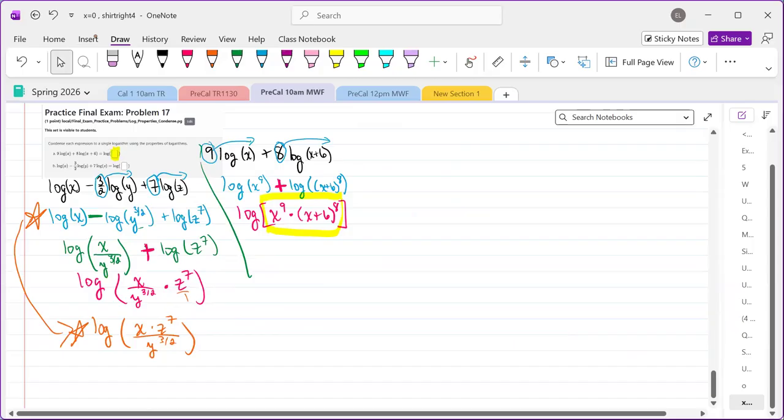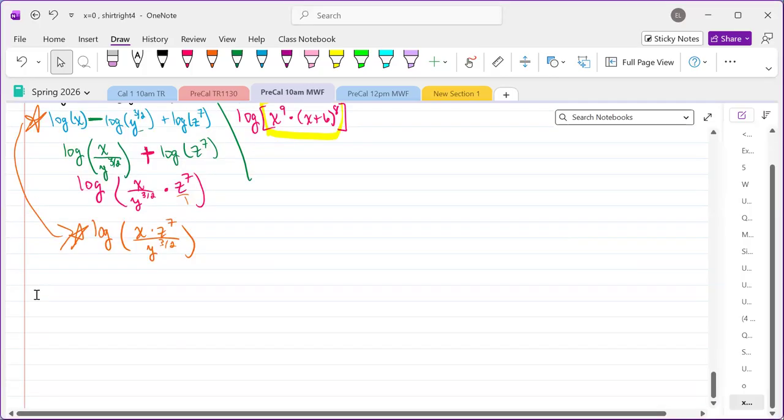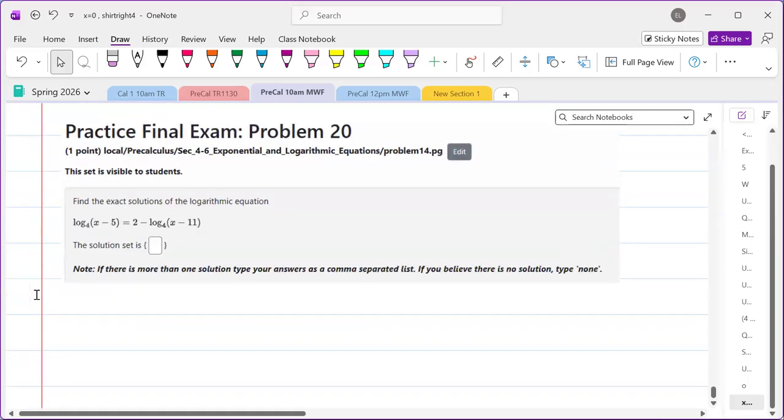So that's using our log properties to zip a logarithm back up, or zip several logarithms back up into a single logarithm. Now, these are the same properties we have to use when we're solving log equations. So I don't think I've done problem 20. So let me grab that one real quick. Like 19 and 20 are very similar. And I know I've done 19 in a video. I just haven't done 20 yet. So I'm grabbing that one because it's good practice.